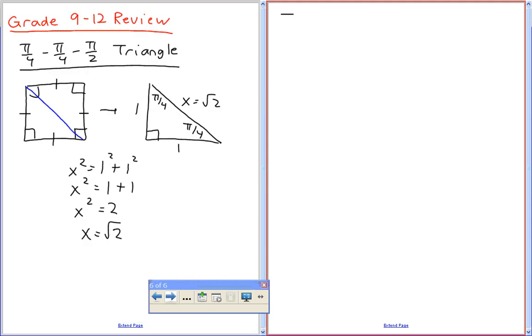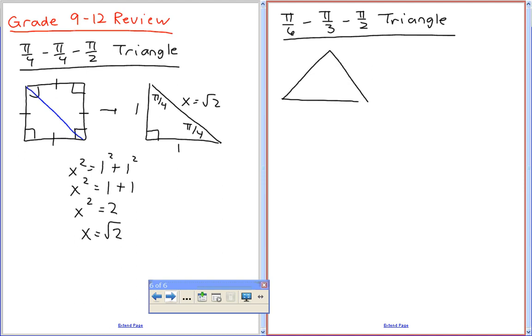This is the pi by 6, pi by 3, pi by 2 triangle. How can you guarantee you have a 60-degree angle? How could you get a 60-degree angle instantly, automatically, always? An equilateral triangle, wonderful. An equilateral triangle, if you remember, has 3 even sides and 3 even angles. How am I going to turn that into a 30, 60, 90 triangle? Right down the middle.